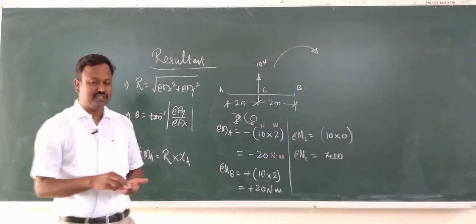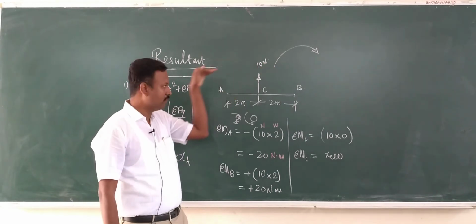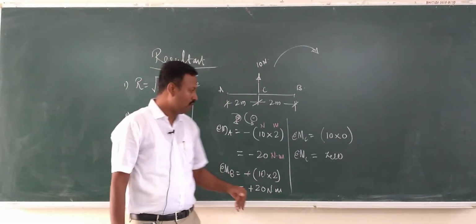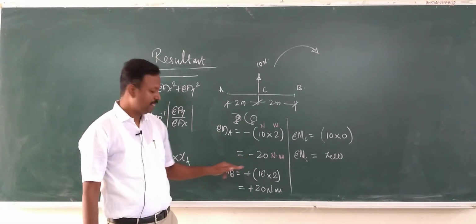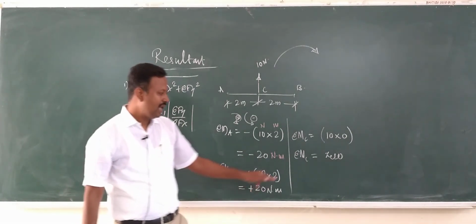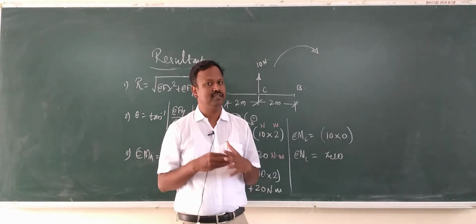So final conclusion is that even if the 10 Newton force is there, if you take moment at A point, B point, C point, it will change. What does it change to? Moment at A point is minus 20 Newton meter. If you take moment at B point, it will be plus 20 Newton meter. And finally moment at C point, the force is passing through that C point, that's why it is 0.